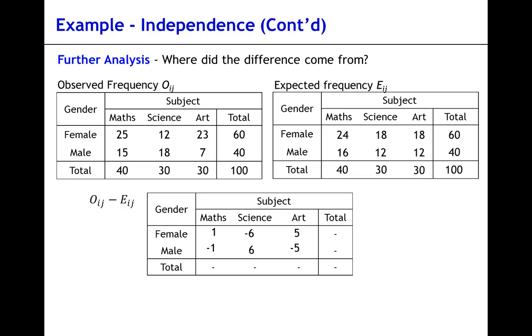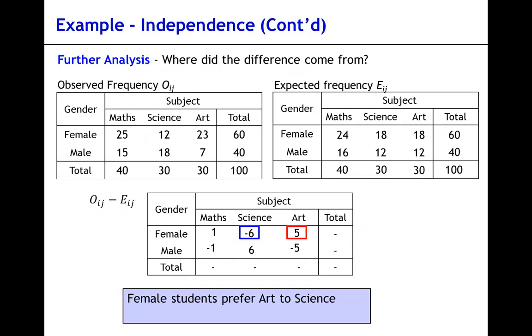For female students, the observed frequency for science falls short of the expected value, but the observed frequency for art exceeds the expectation. Hence, we can infer that female students prefer art to science. For male students, the observed frequency for science exceeds the expected value, but the observed frequency for art falls short of the expectation. Hence, we can infer that male students prefer science to art in this case.